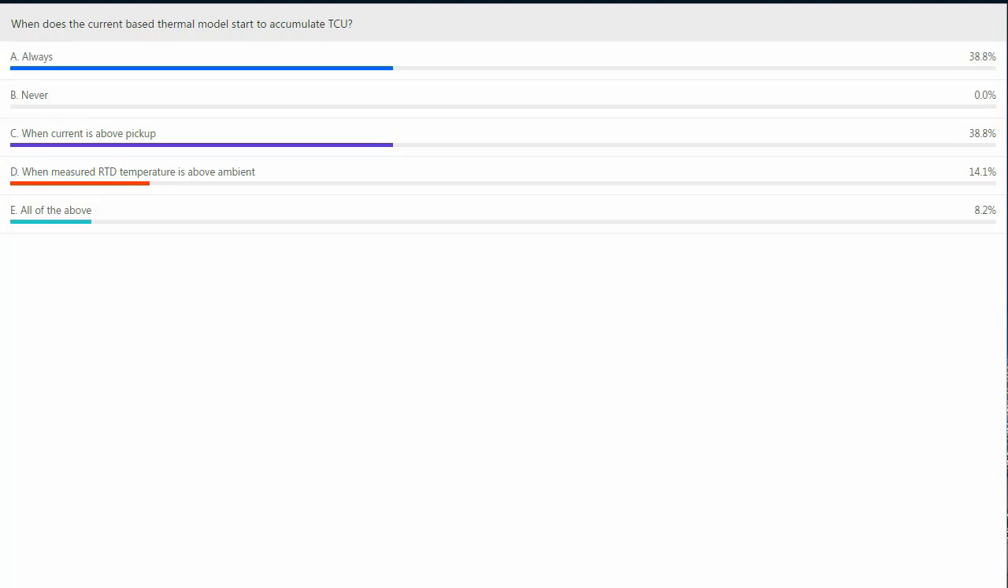Now, the reason that D was a good answer also is because if we're using RTD biasing, we'll start to accumulate thermal capacity used in that alternate thermal model with the RTD biasing when the measured RTD temperatures are above ambient. But that's only if we're using the RTD biasing, and only when it's above the ambient.